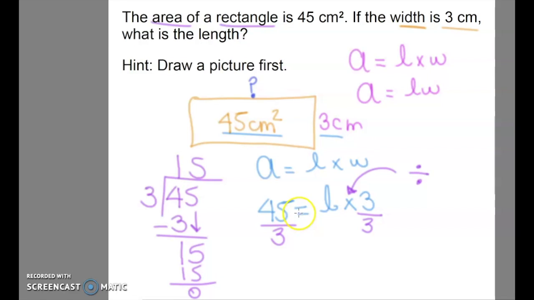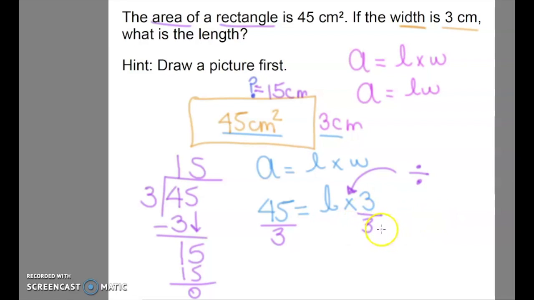So what is the side length for my rectangle with an area of 45 centimeters square? Yeah, that's correct. My missing side right here is 15 centimeters. Now, we're not done.